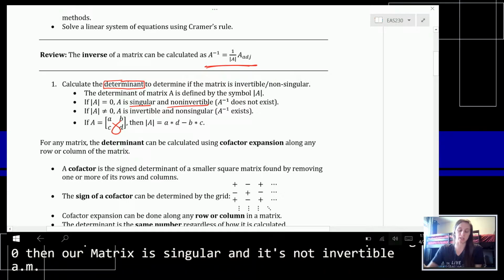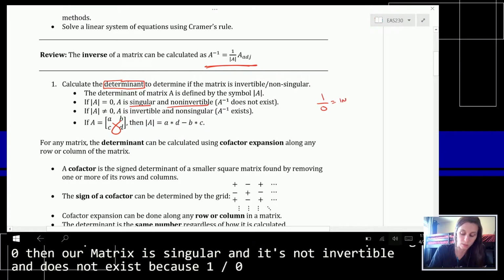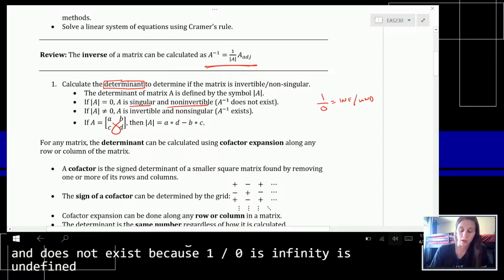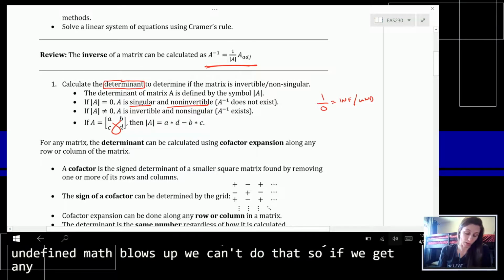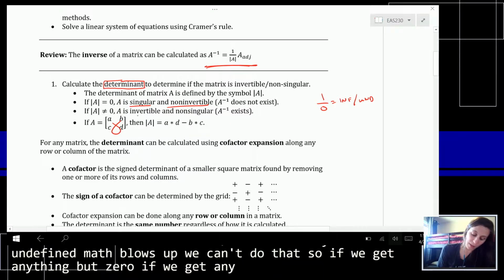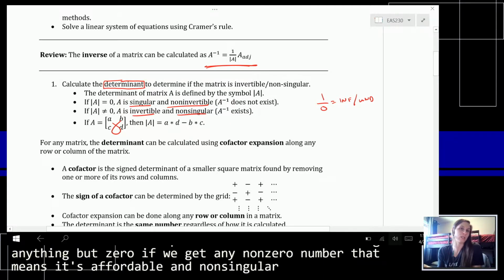A inverse does not exist because 1 over 0 is infinity. It's undefined. Math blows up. We can't do that. So if we get any non-zero number, that means it's invertible and non-singular. A inverse exists. We can move forward.